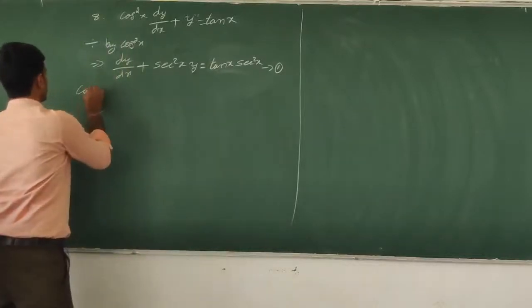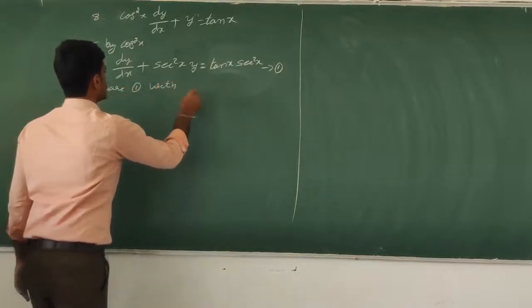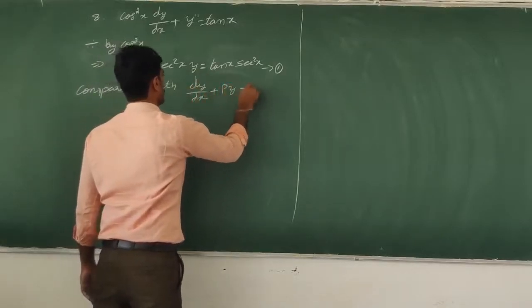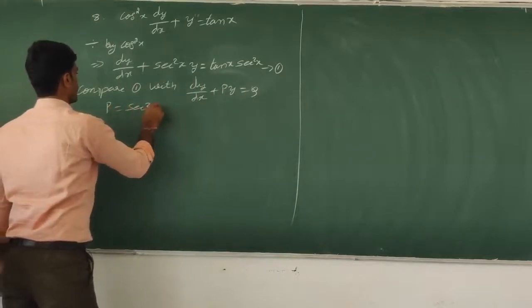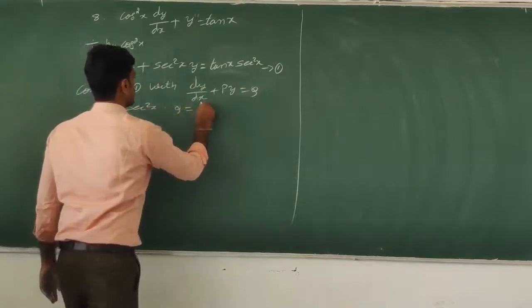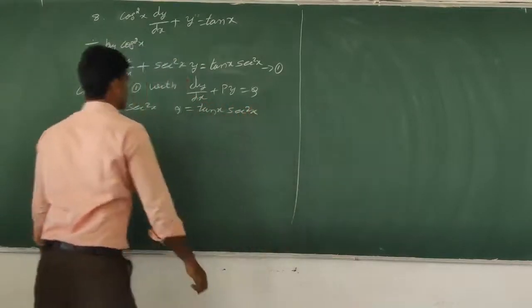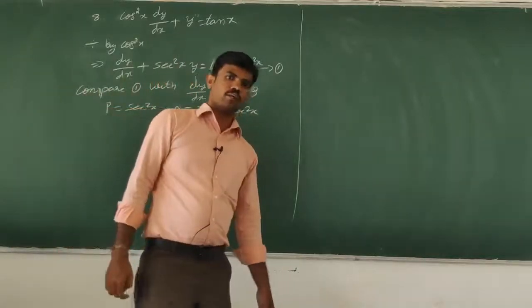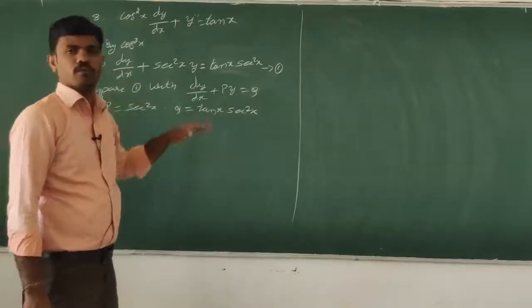Just compare equation 1 with dy by dx plus p into y is equal to q. We get the values of p and q, that is p as secant square x and q as tan x into secant square x. Okay, where p and q are free from y variables, therefore the given differential equation is a linear differential equation in y variable. So the first step is over.